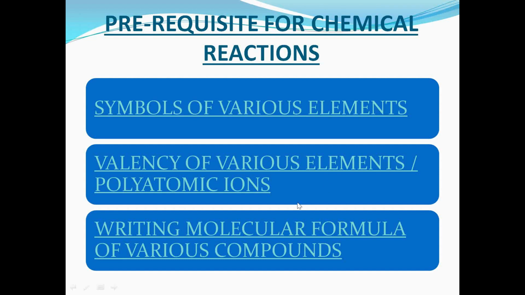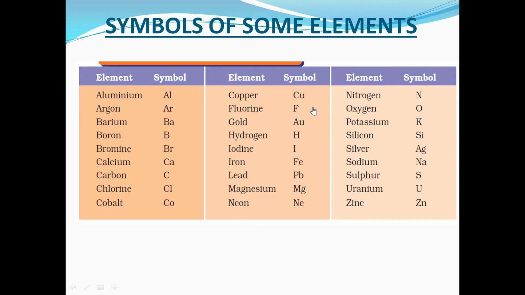First, the symbols of various elements. This is table 3.1 of your class 9 science textbook. This table must be learned by heart by you. You can add symbols of more elements to it to make it more informative.